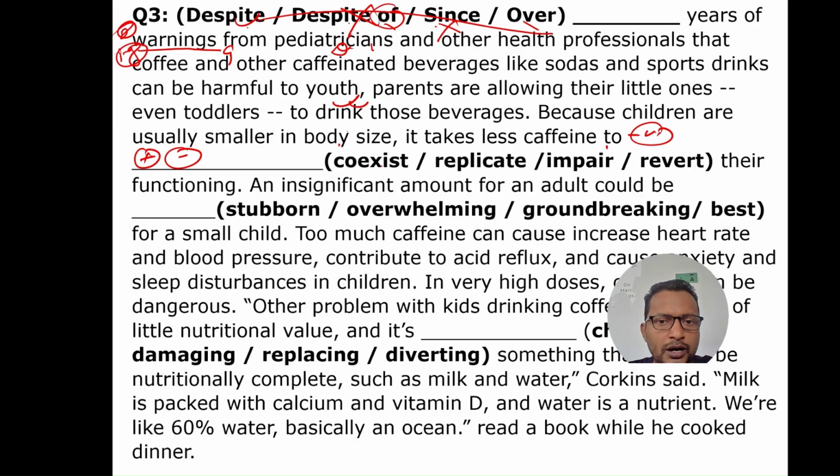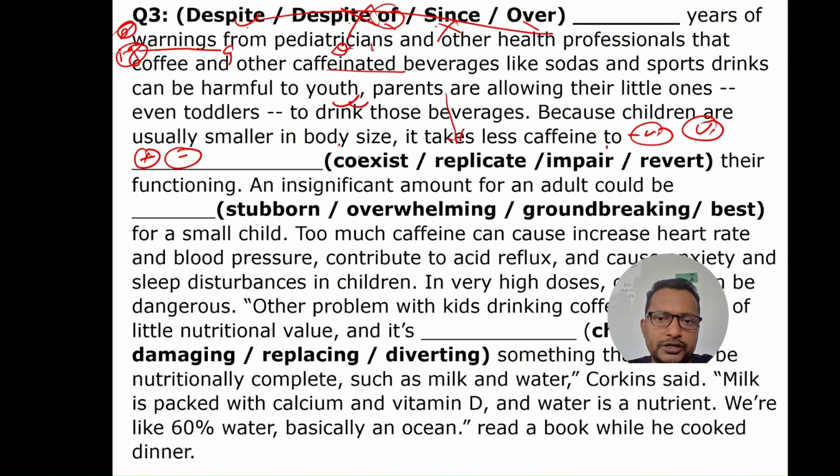Coexist, it is V1, yes, it will stay. Replicate, it is V1, yes, it will stay. Impair, V1, it will stay. Revert, V1, it will stay. If you go with this to plus V1 concept, you are not going to solve it. Now let's go for the positive negative concept. Here you need something negative, because if you are drinking this caffeinated beverage, it will have some sort of negative impact on your health, right?